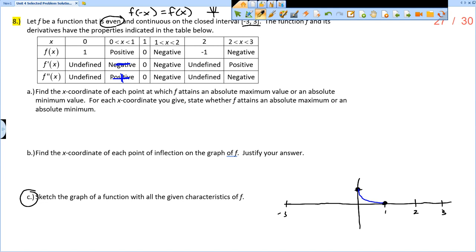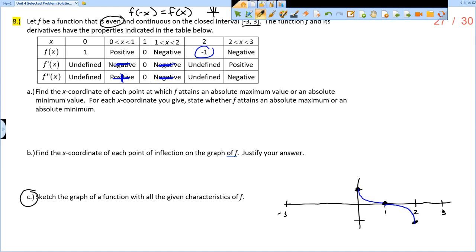But then from 1 to 2, f is negative, meaning it's below the x-axis, and then f prime is negative and f double prime is negative. So what does that mean? Negative and negative means decreasing and concave down. And then we're going to a point at (2, -1). So there's a point at (2, -1) right there. And then I have to connect those two points with a decreasing concave down curve, something like that. Let's try one more time. Decreasing, concave down.